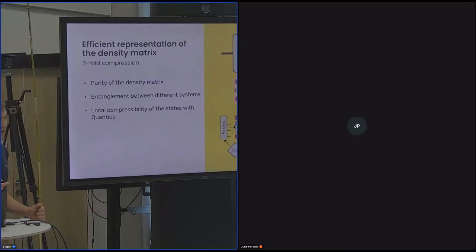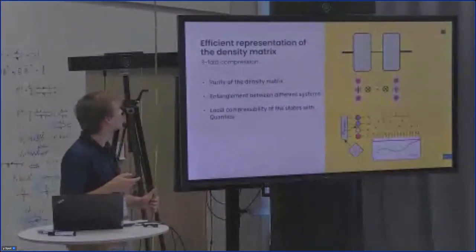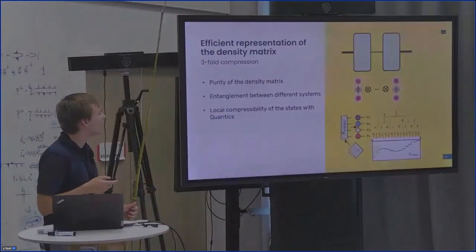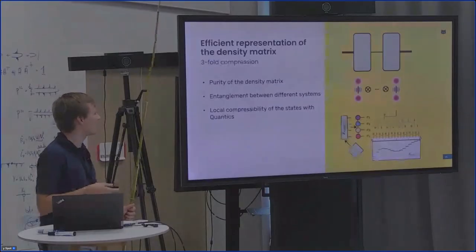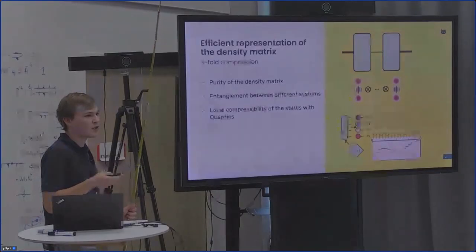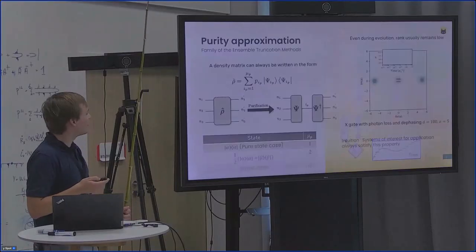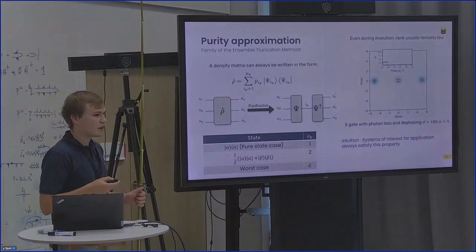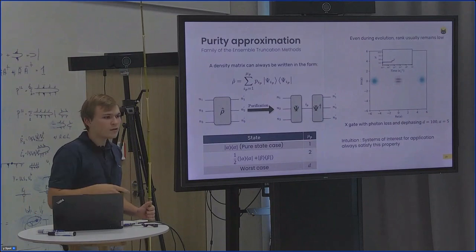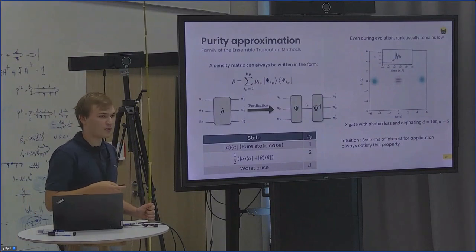Okay, so now we'll start talking about actual tensor trains. So I will explain to you how we can build basically an efficient representation of the density matrix by making some assumptions on the state of the system. So the first axis that we can use is the purity approximation. So it's a method known in the literature as the ensemble truncation method.